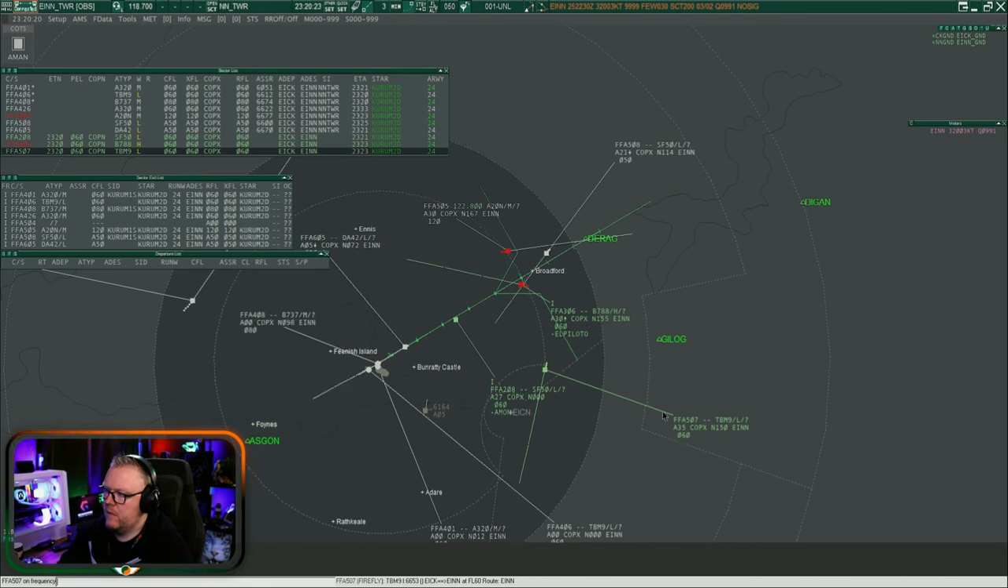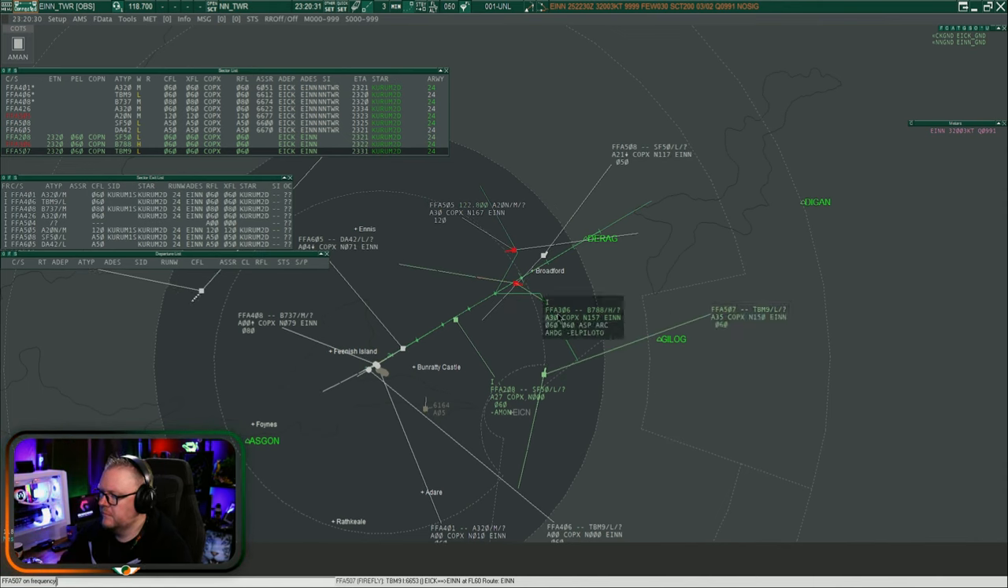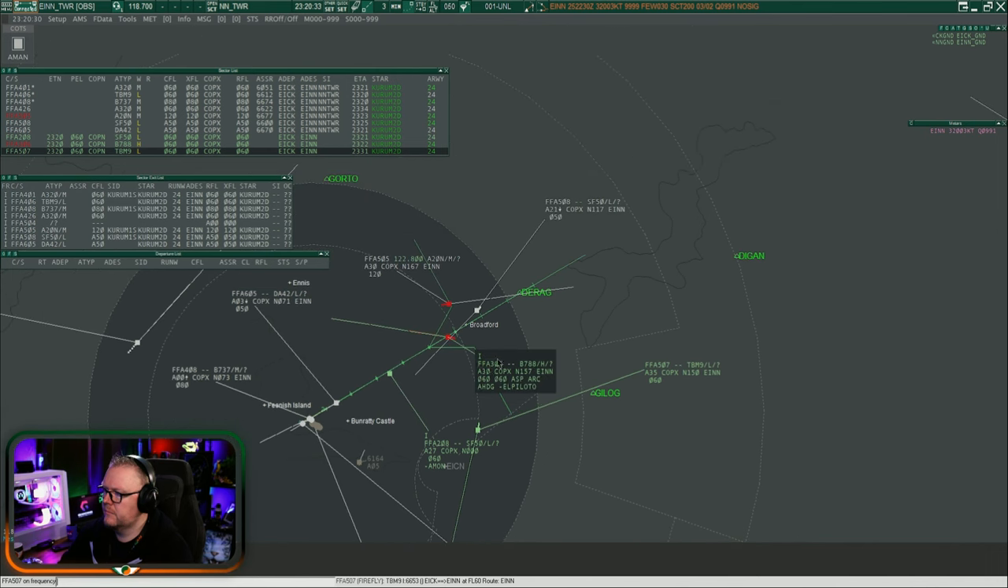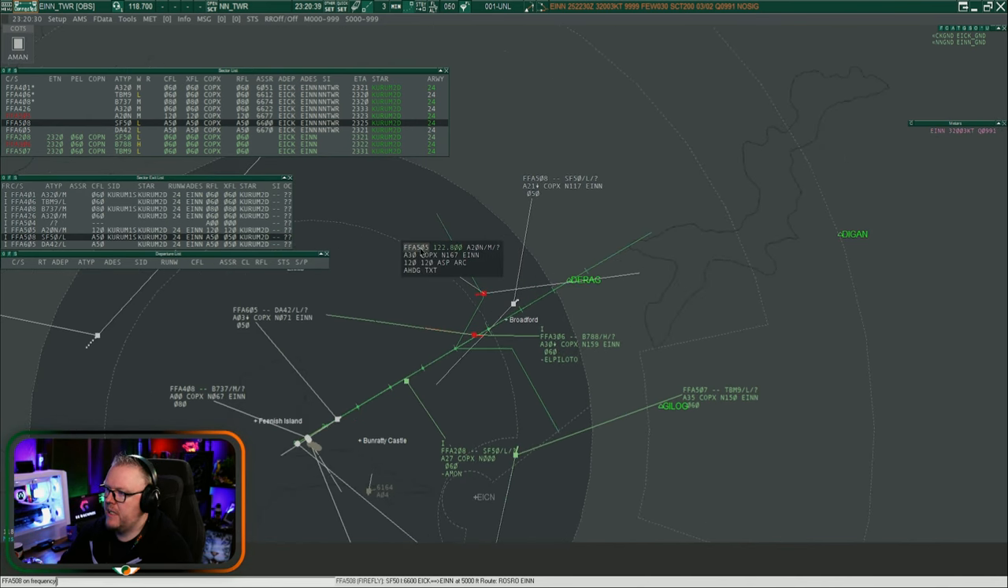How are we looking up here now? Firefly 507, turn left heading 040 degrees. Left 040 degrees, Firefly 507. It's all happening now, lads.